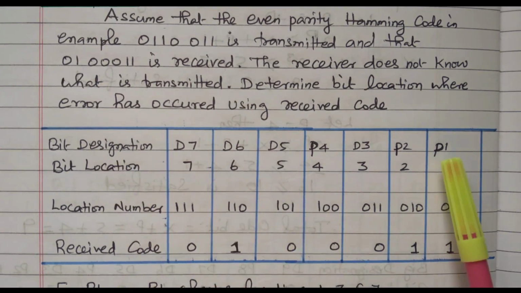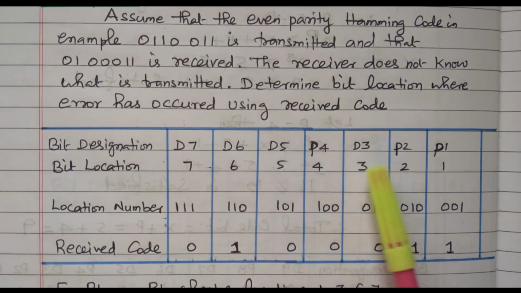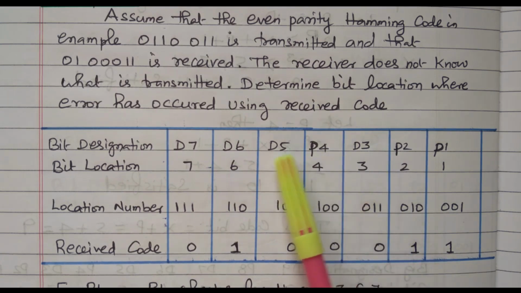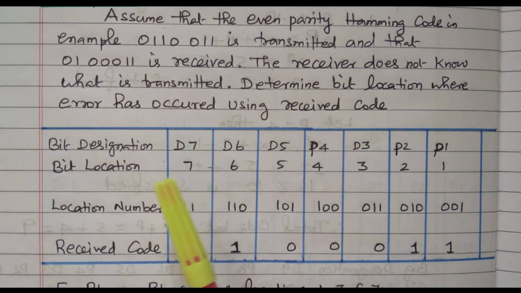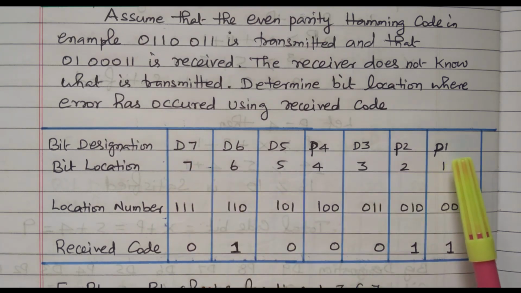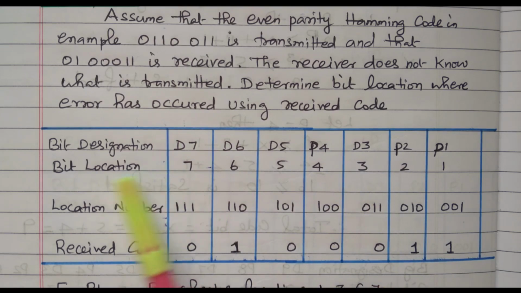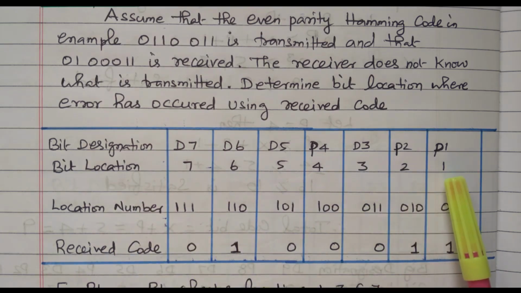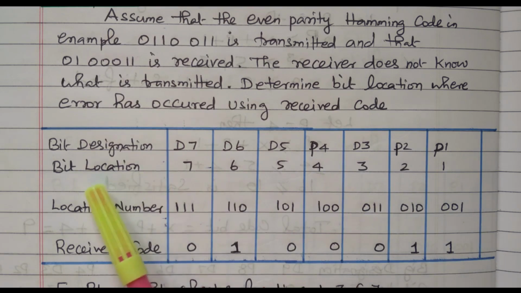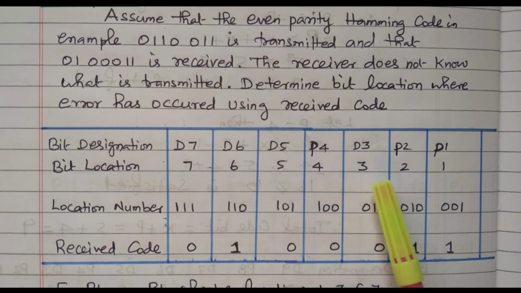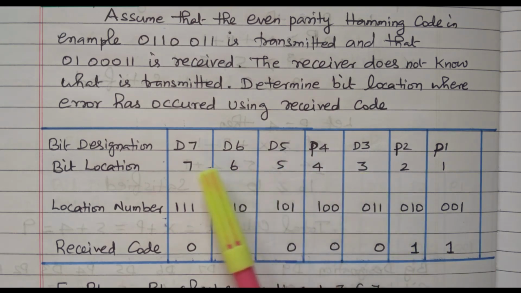First we will see how to frame the bit locations. The bit locations are 1 2 3 4 5 6 7. Of these, P1, P2, P4 are parity bits, and D3, D5, D6, D7 are information bits. The details are available in a separate video. Parity bits are normally located at positions 2 to the power 0 that is 1, 2 to the power 1 that is 2, 2 to the power 2 that is 4, 2 to the power 3 that is 8, and so on: 1 2 4 8 16 32. So the parity bits are P1, P2, P4, and the remaining positions automatically hold the data D3, D5, D6, D7.